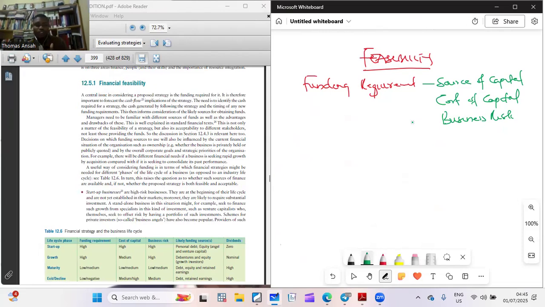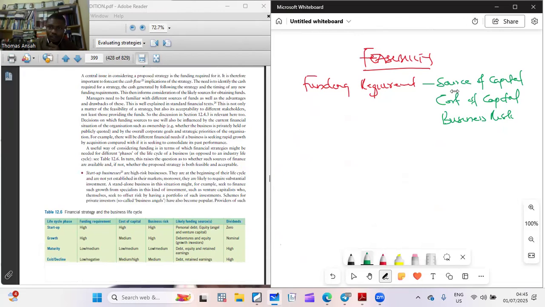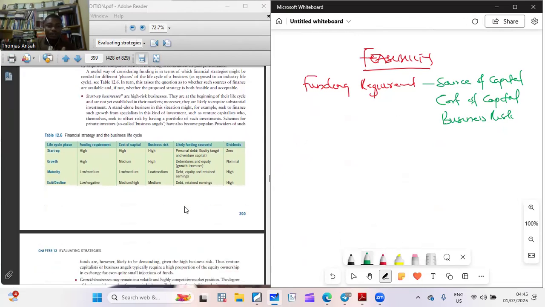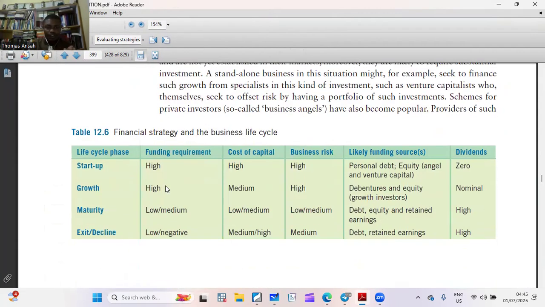All right. So if you look at the question and it's a startup, it means funding requirement is high, as you can see. Will you be able to do it? Funding requirement is high for businesses that are startup, very high. Growth, very high. Maturity, you are already there, so you are about to. So you look at the life cycle phase of it. Cost of capital will also be very high. Yeah. So we'll be looking at all these things.